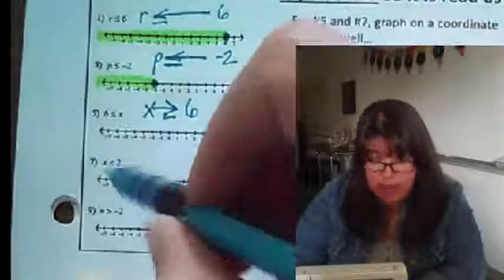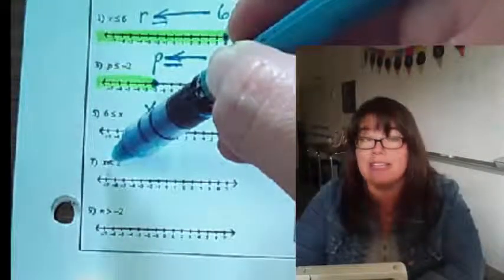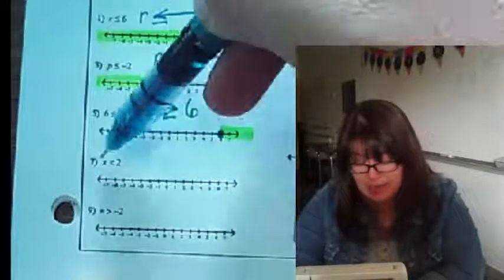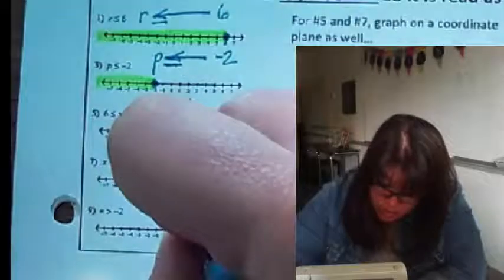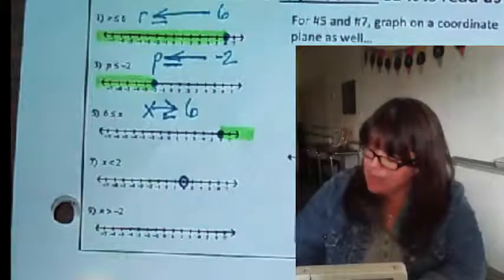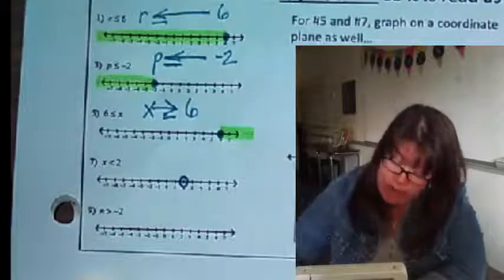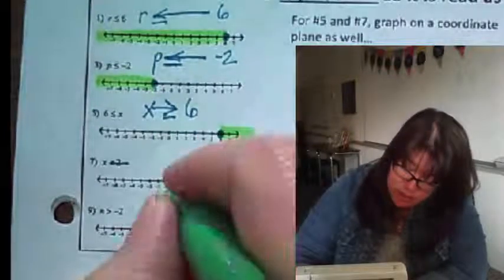Number 7 is in the right direction. X is, little on the left, is less than. So x is less than 2. It doesn't have the equal sign this time, so I'm going to do a nice big open circle. Okay, notice I didn't shade it in. And I'm going to shade in the direction of my arrow, which, if I turn that into an arrow, tells me to shade to the left. So I'm going to shade this way.